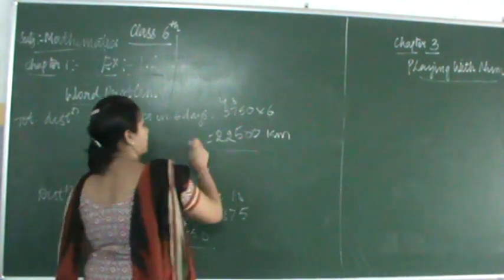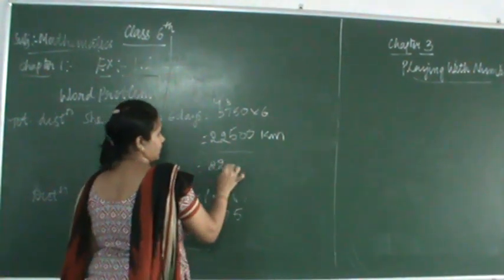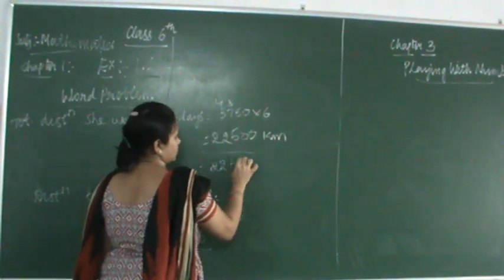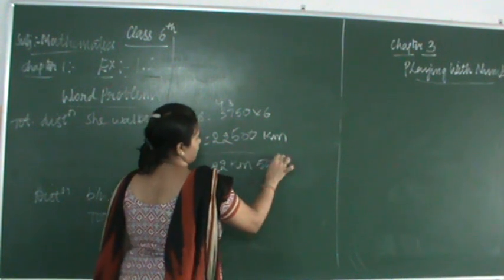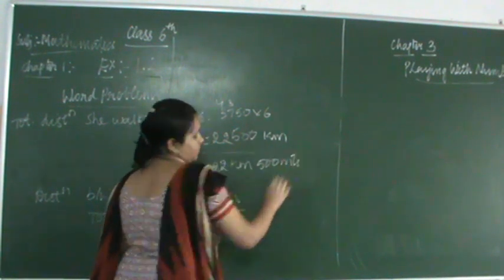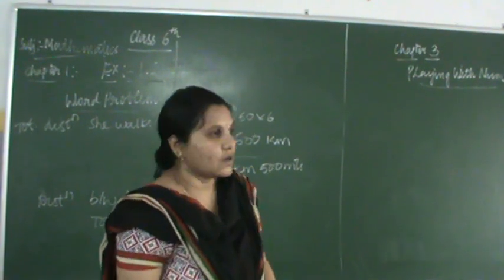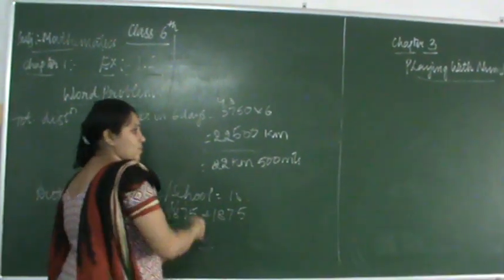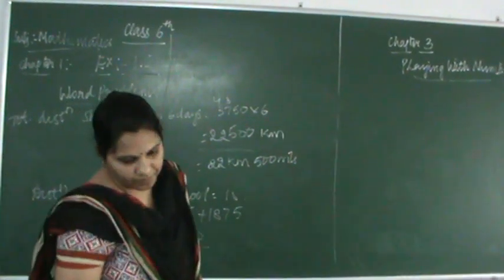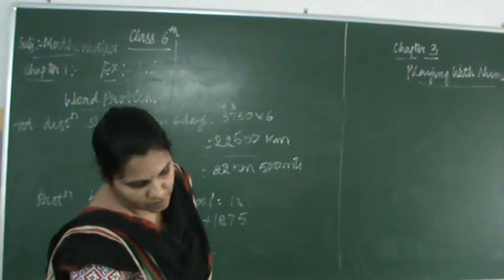Kilometers. So this you have to convert into meters. So what you will get? This is the distance she covered in 6 days from home to school and from school to home. Coming to the next word problem, the 12th one.